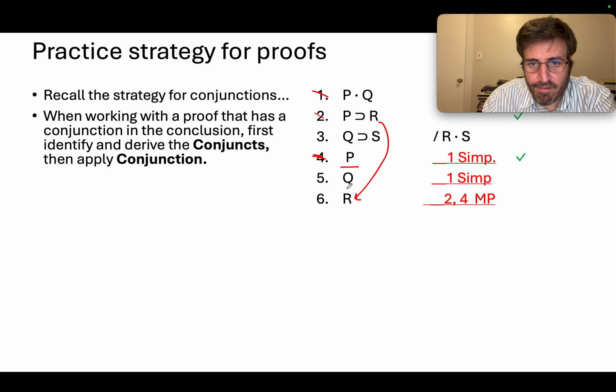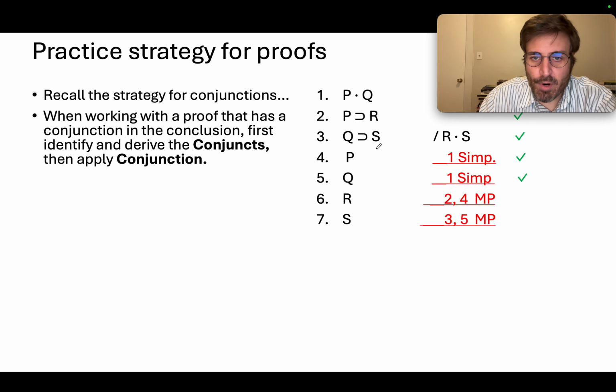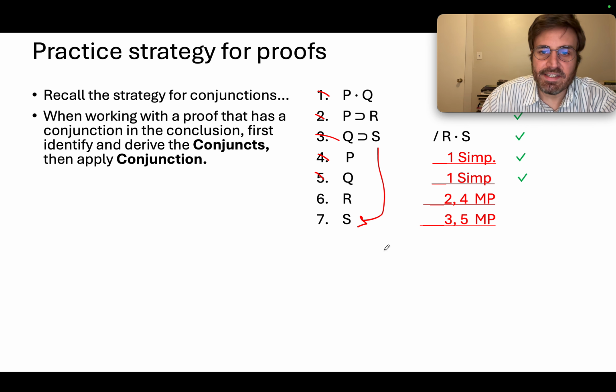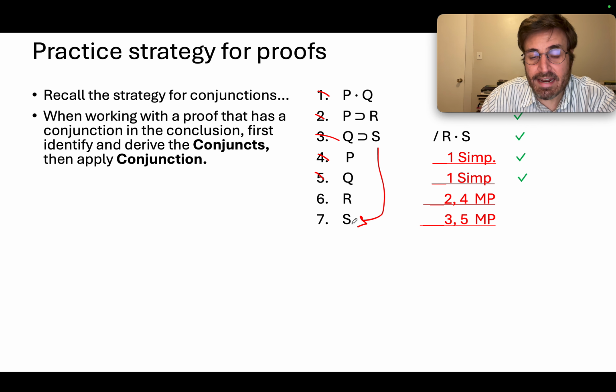Well, we see in line 5 we still have our Q that's isolated, and in line 3 we do have if Q then S, so we can use modus ponens again to isolate S, right? Modus ponens allows us to infer S because we have the affirmation of the antecedent Q. So we've now used 1, 2, 3, 4, and 5. And in lines 6 and 7, we now have R and S in isolation. And we see that our conclusion again is both R and S.